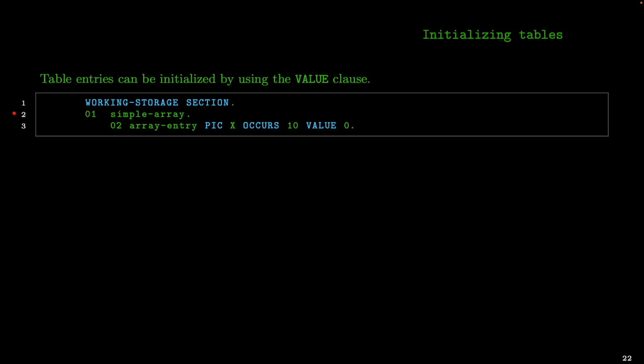Now we can initialize tables with certain values. So the simplest way is just to use the value clause on the definition of the array entries. So as in this example, we have the array entries here, occurs 10, and use value 0. And this would cause all the entries in the table to be initialized with the same value that's given here. So all array entry would have the value 0 here.